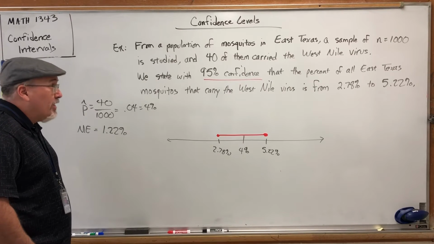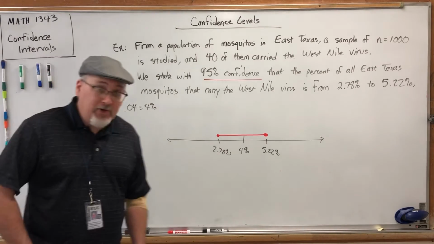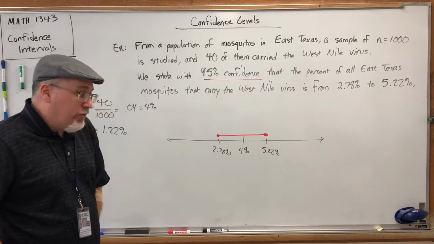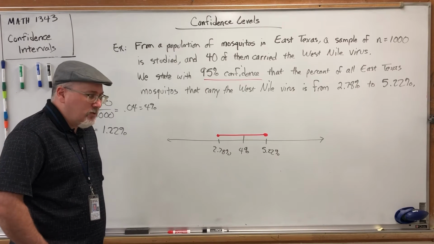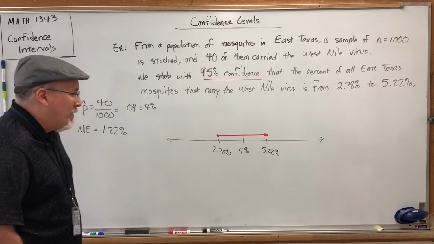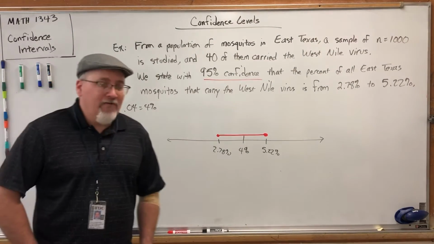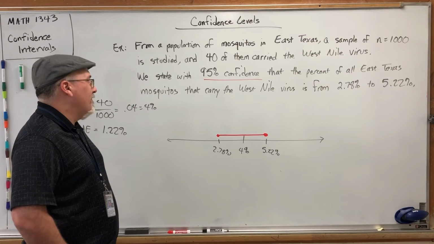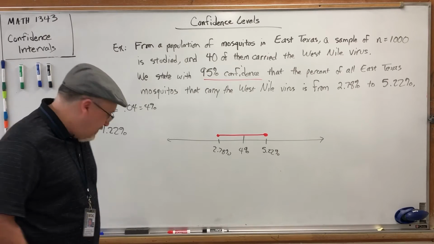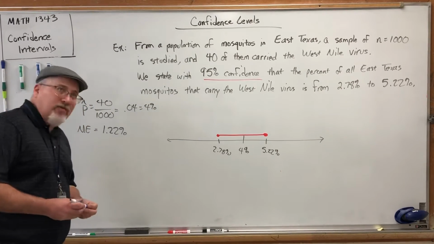If we gathered 1,000 mosquitoes and 40 of them carried the West Nile virus, this is what we would conclude. But let's say another group of entomologists, I think that's the correct word, I may be wrong, gathered a different sample of 1,000 insects, and in their sample, they didn't count 40 of them, they counted 50 of them. Well, if they counted 50 of them, then that would be 5% at the center of the interval.